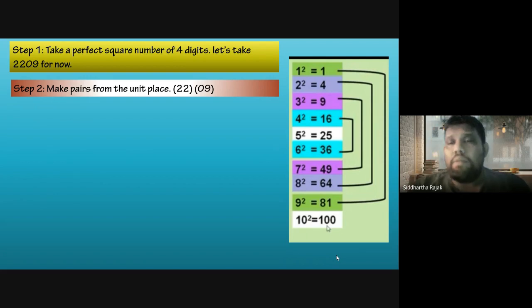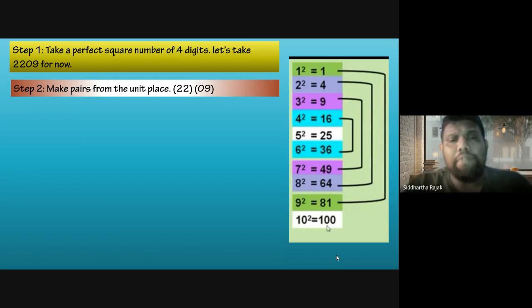So there are no numbers on the figure that I've shown which end with 2, 3, 7, and 8. So we can even inculcate this knowledge into the students that no number ending with 2, 3, 7, and 8 can be a perfect square number. After this, the students will also have some idea about perfect square numbers and which numbers cannot be a perfect square. So after we make the pairs, okay, let's come back to the point.